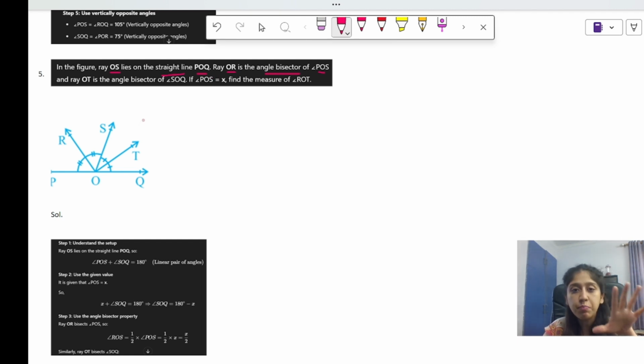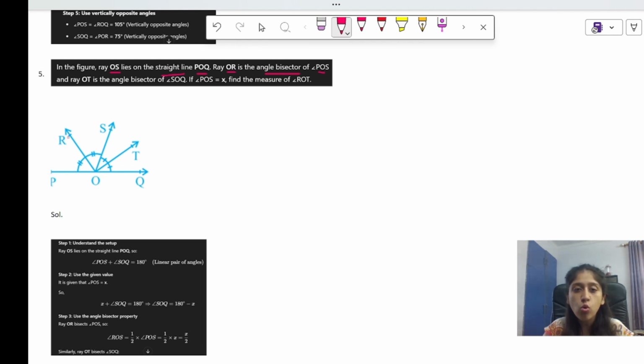यहाँ तो इन्होंने डायग्राम में वैसे सिंपली दिया हुआ है, but generally in exams you will not be given this. Angle bisector सिर्फ क्वेश्चन में लिखा जाएगा. You will have to analyze what is angle bisector. I will tell you what is angle bisector, and this concept has to be set here. Okay. Ray OR is angle bisector of POS.